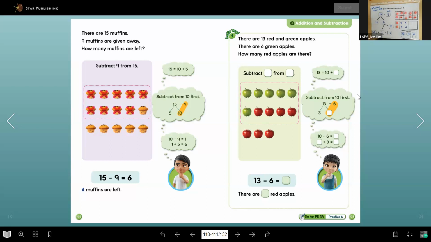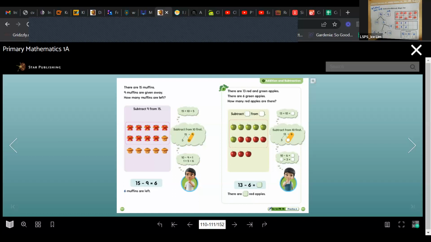On page 100 and 101 is subtract from ones first. You take a look at the next page, 102 and 103, the monkey story and the apple story. What strategy do you think we are using this time? Is it still subtract from ones first? There's a new one. What is the new one called? Very good. Subtract from tens first. Okay, so that is very important. Let me save this first.